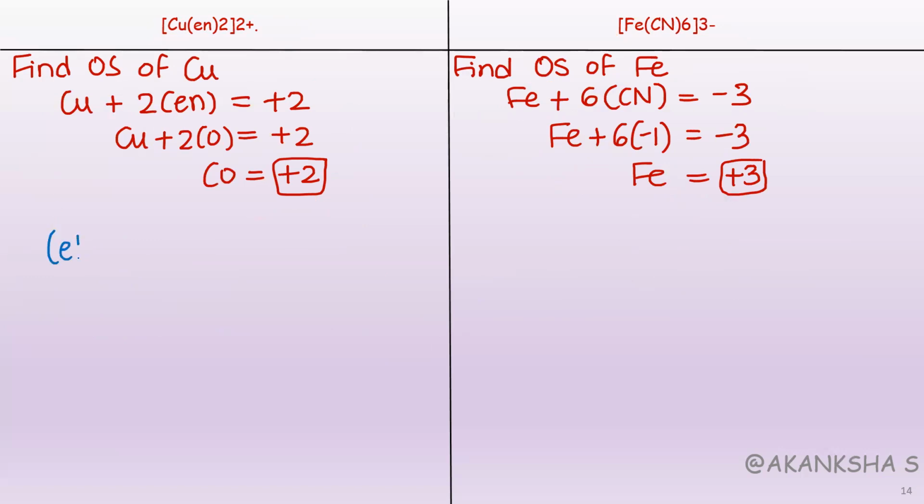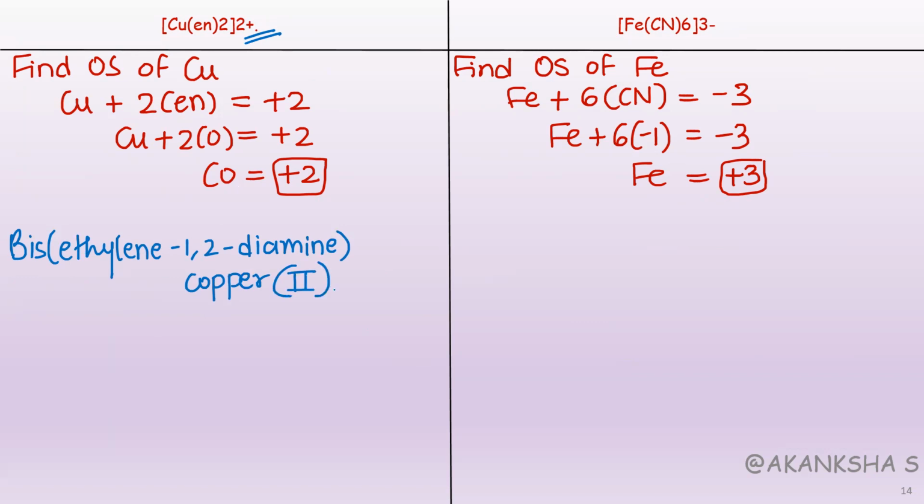Again, we have En. We know how to name En now. Bracket ethylene 1 comma 2. Some people argue, can we write ethylenediamine directly? Yeah, you can write it. 1 comma 2 is what I prefer, that's why I write it. It is 2, right? So it becomes bis. Again, positively charged, so no need to make it cuprate. Keep it as copper. Copper charge would be 2. Correct? Next is Fe(CN)6.